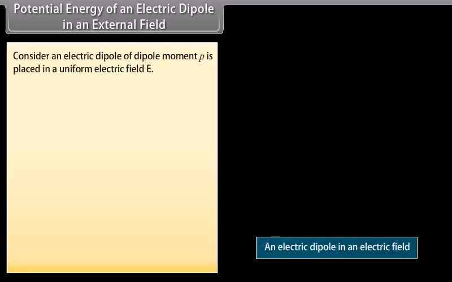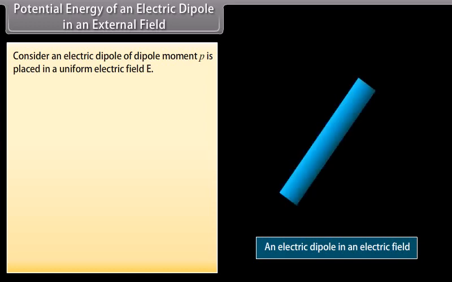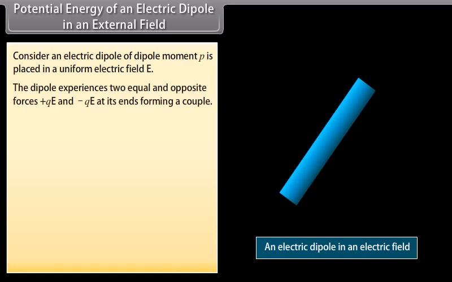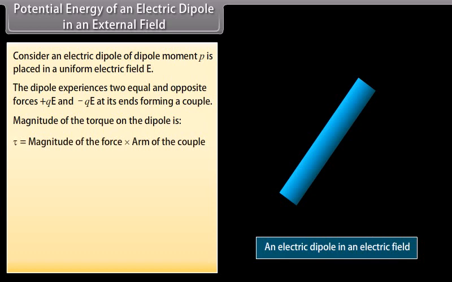Potential energy of an electric dipole in an external field. Consider an electric dipole of dipole moment P placed in a uniform electric field E. The dipole experiences 2 equal and opposite forces, plus QE and minus QE, at its ends, forming a couple. Magnitude of the torque on the dipole is equal to magnitude of the force into arm of the couple. Tau is equal to QE into 2L sin theta, which is equal to PE sin theta.